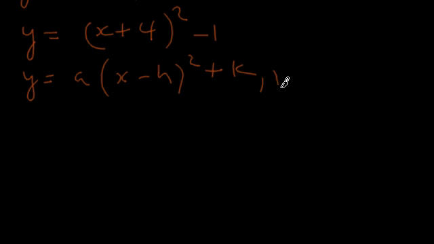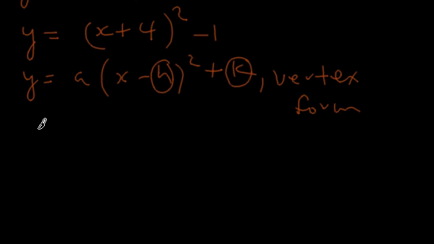I'll just label it like that, vertex form of a parabola. There are two forms for a parabola. There's a standard form and the vertex form. And the special property of the vertex form is that this number h and this number k, as a set of coordinates, (h, k), is really the coordinates of the vertex.